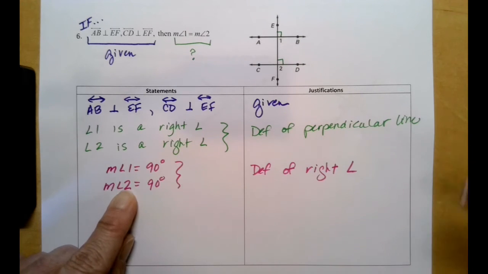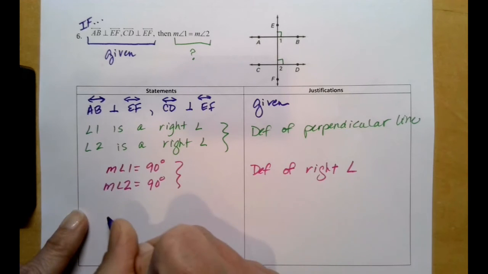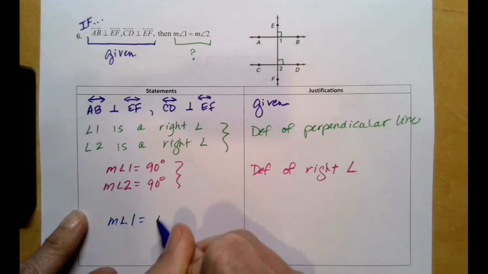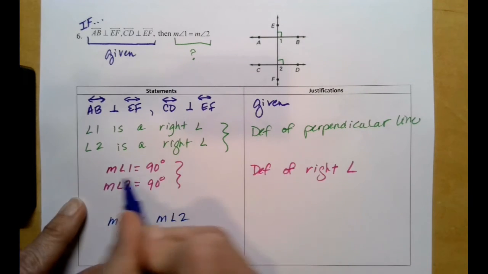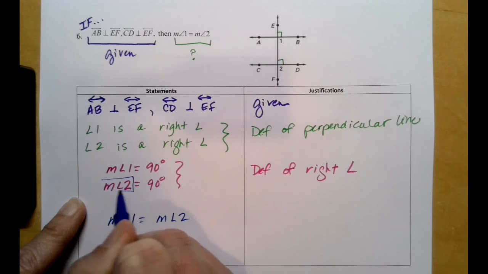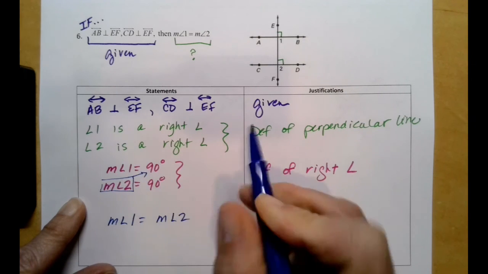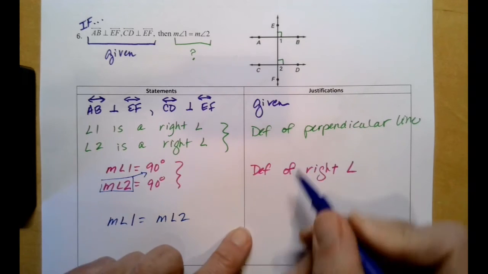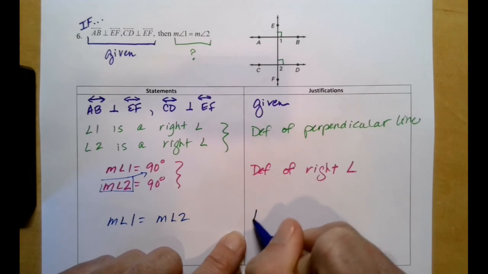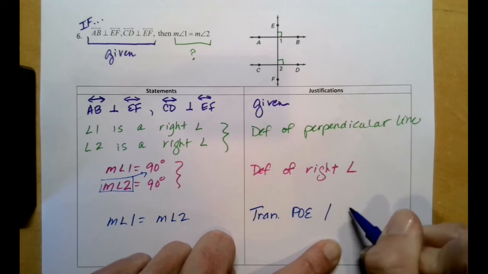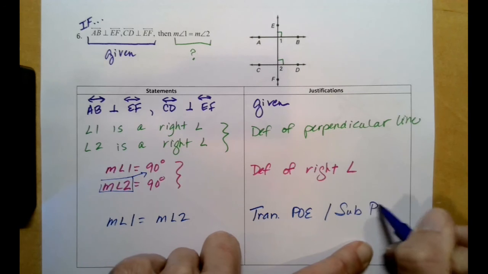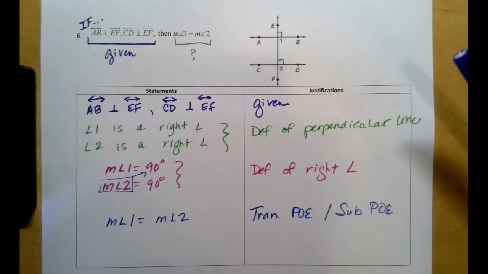So now that I have these two equal to each other, I can say that the measure of angle 1 is equal to the measure of angle 2. And I can say that I substituted this in for that. Or if you wanted to use your 90 degrees as your link, that's fine. Whether you call that the transitive property of equality or the substitution property of equality, they're both the same. In this case, not always, but in this case they are.